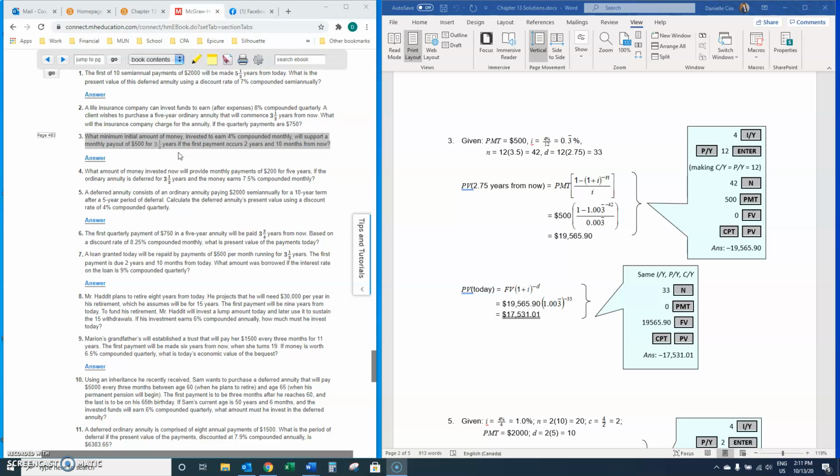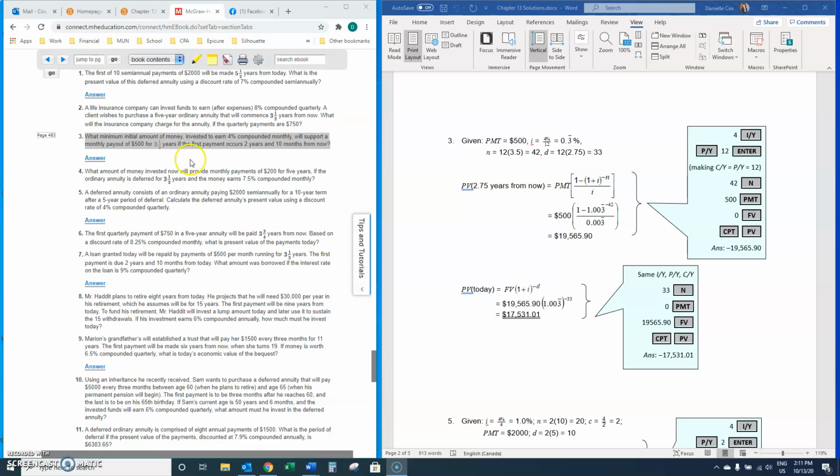3.5 times 12, 42. So for 42 payments, and we already had the 500, and the future value is going to be 0, and we need to calculate what is the present value at that point in time. So again, this portion here, that's what we've done for the last few chapters.